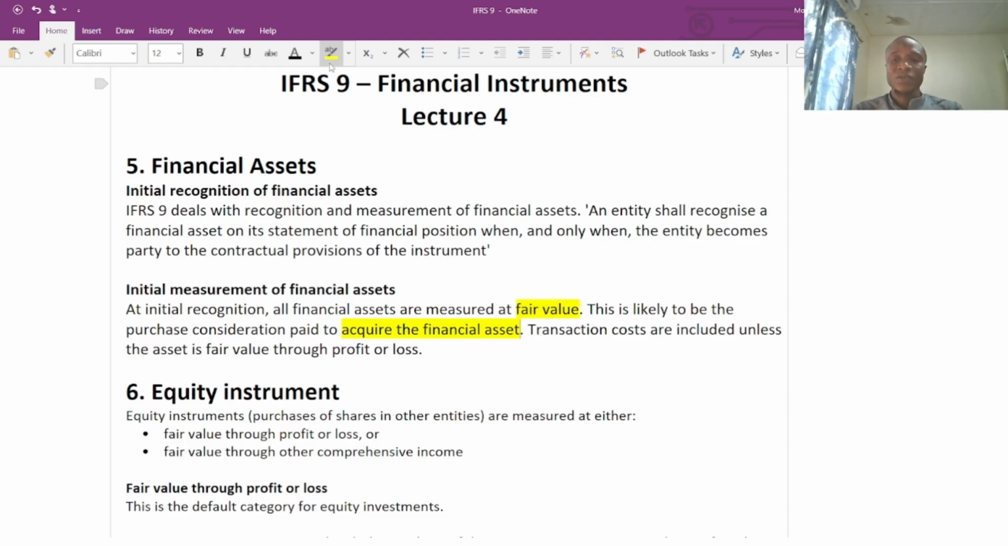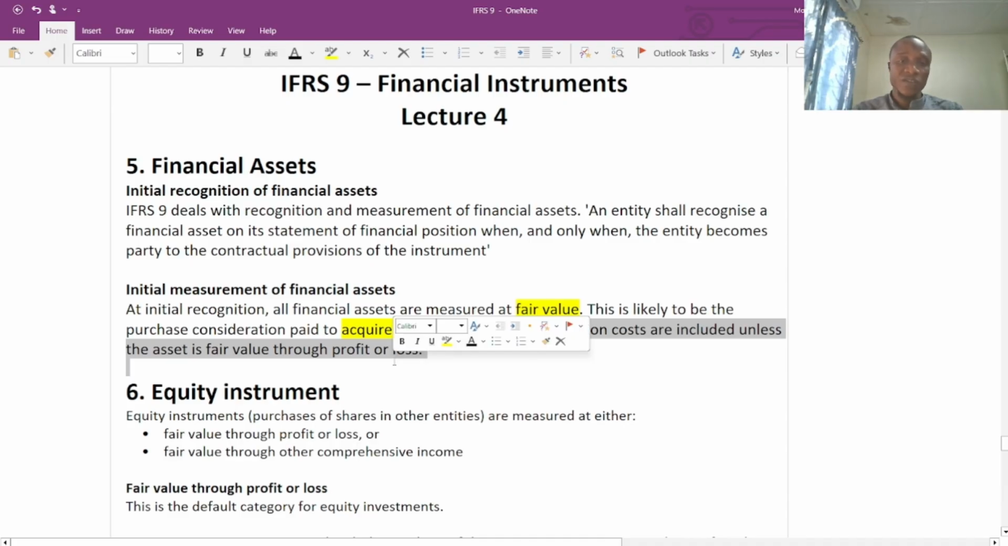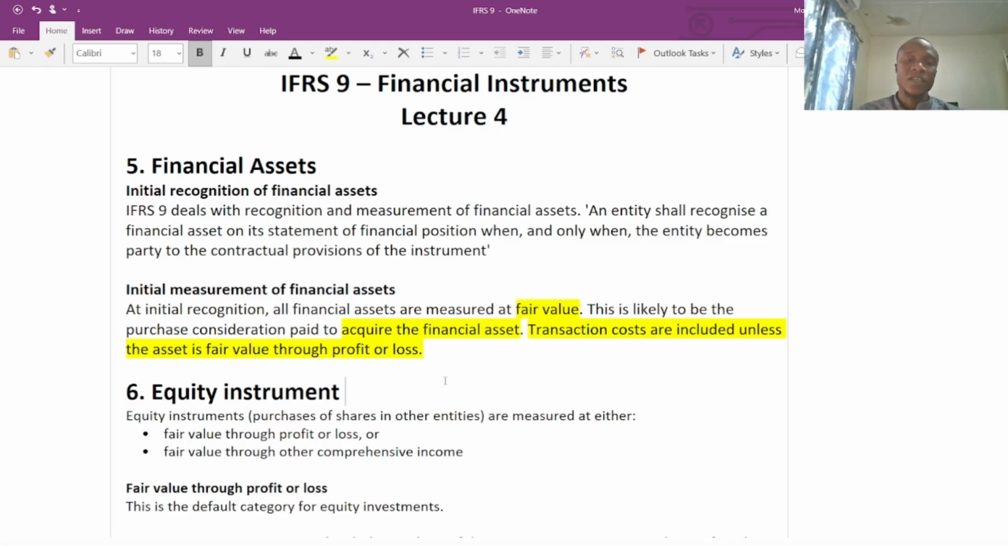Transaction costs are included unless the asset is fair value through profit and loss. So now we are going to include the transaction cost unless the asset is at fair value through profit and loss. So if we are going to account for the asset under the fair value through profit and loss, then we don't need to include the transaction cost. But other than that, we are going to include the transaction cost within the initial measurement of a financial asset.